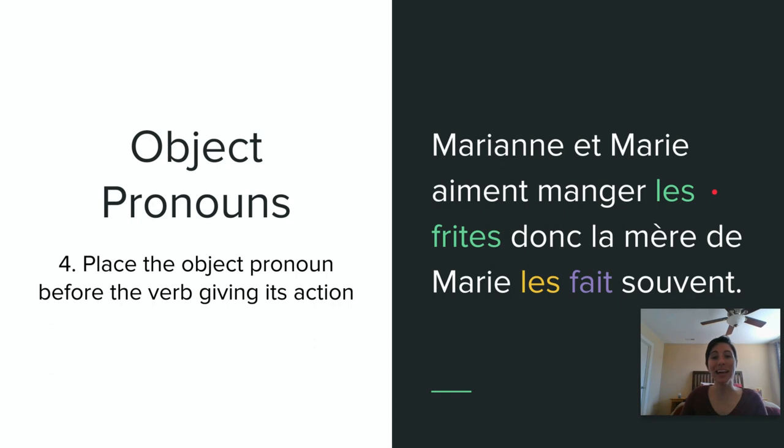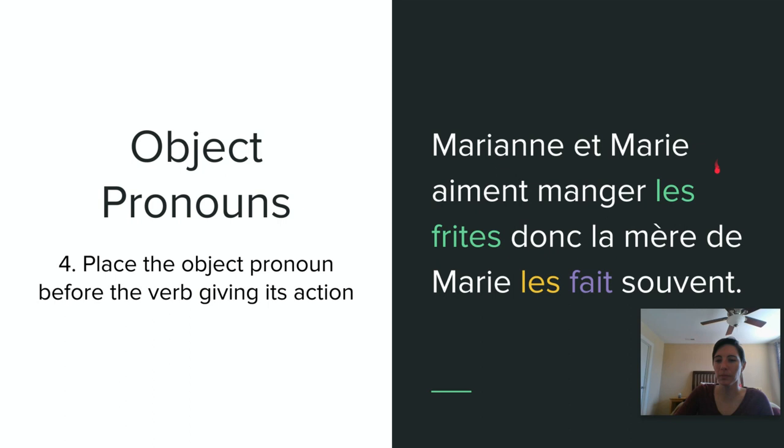Now we're not done. The last step, the fourth step, after you've found the object and you've replaced it with an object pronoun, is that you're going to put the object pronoun before the verb giving its action. Now, there are a couple of times when you might have multiple verbs. So you have to think which verb is giving the action to the object.